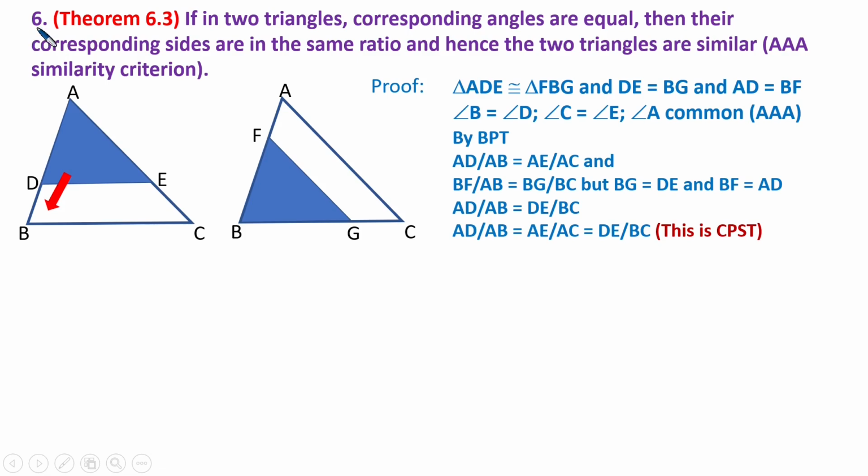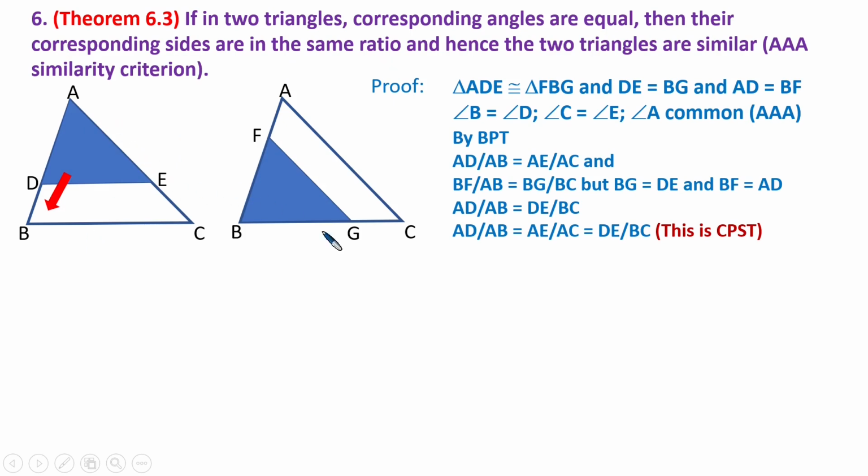Okay, now point number 6 of your summary. This is your theorem 6.2. It says if in two triangles, corresponding angles are equal. So this is one triangle, the blue shaded one, and this is a big triangle. The corresponding angles are angle D and angle B. These are the corresponding angles of the two triangles. I have overlapped them here, but you can bring it out also, no problem. And this is angle E equal to angle C. And we have to show that if all the corresponding angles of the triangles are the same, then the corresponding sides are in the same ratios.